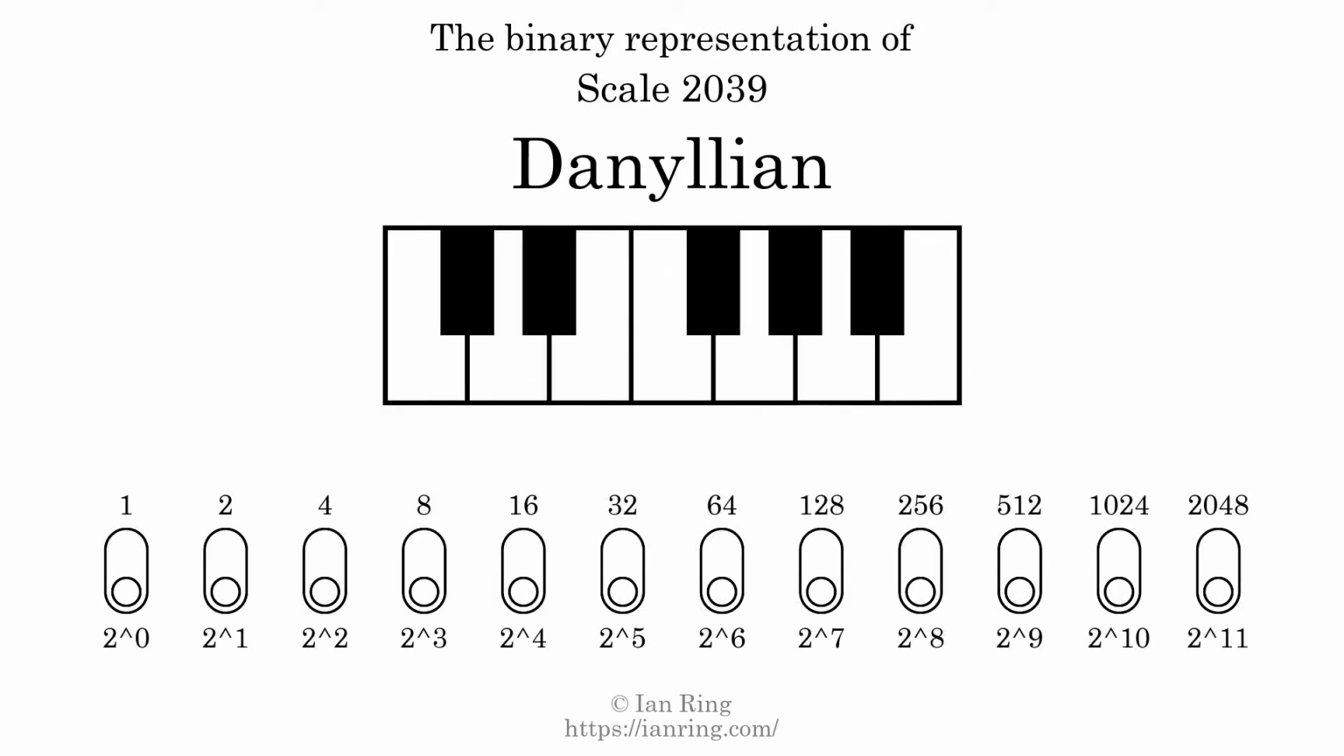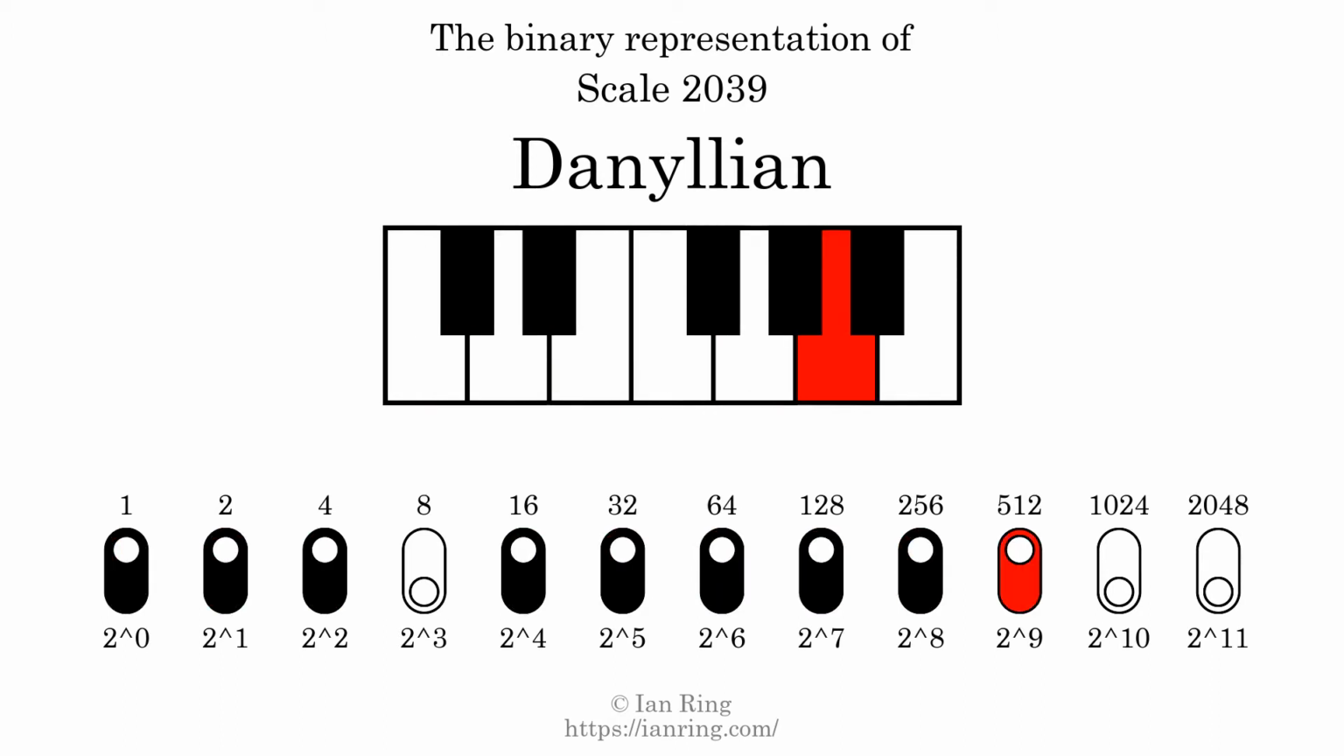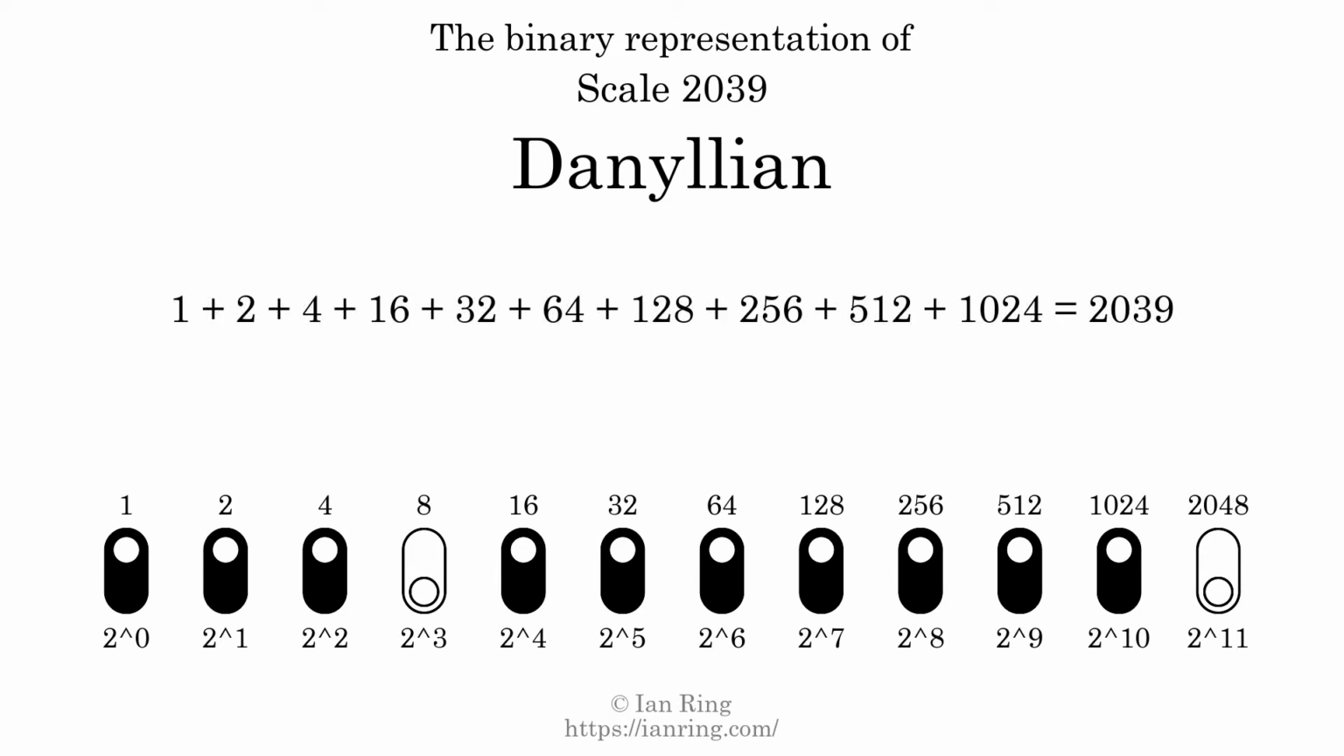The binary representation of this scale is determined by mapping tones of the scale to binary digits. Each binary digit represents a power of 2. To get the scale number, we add the powers of 2 together. The powers of 2 that are present in the scale, all added together, equals 2039. That is why the scale number, in decimal, is 2039.